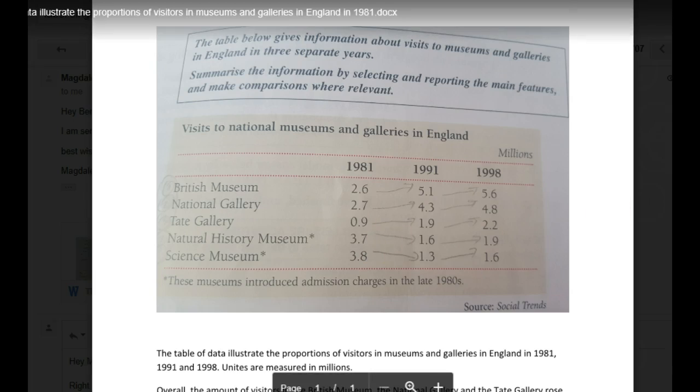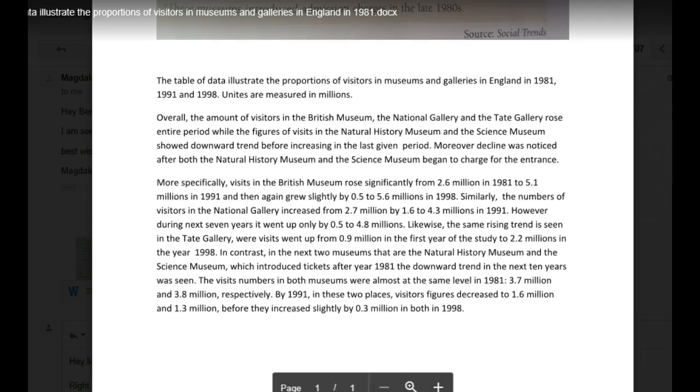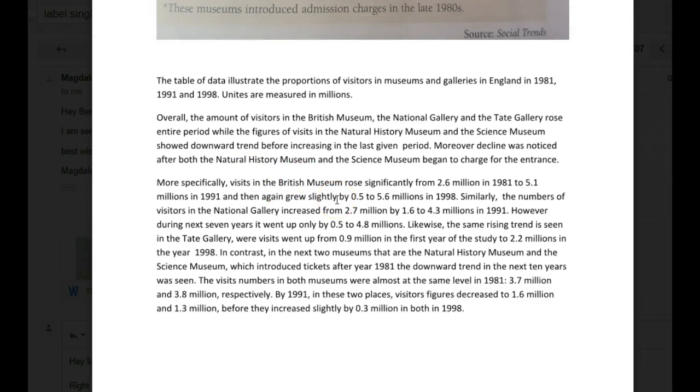But okay, let's see. More specifically, visits to the British Museum rose significantly from 2.6 million in 1981 to 5.1 million in 1991, and then again grew slightly by 0.5 to 5.6 million. No S after the word million here because you have a number in front of it. Similarly, the numbers of visitors to the National Gallery increased from 2.7 by 1.6 to 4.3 million in 91. However, during the next 7 years, it went up only by 0.5 to 4.8 million. Again, no S. Likewise, the same rising trend is seen in the Tate Gallery, where, with an H here, visits went up from 0.9 million in the first year of the study to 2.2 million in the year 1998.